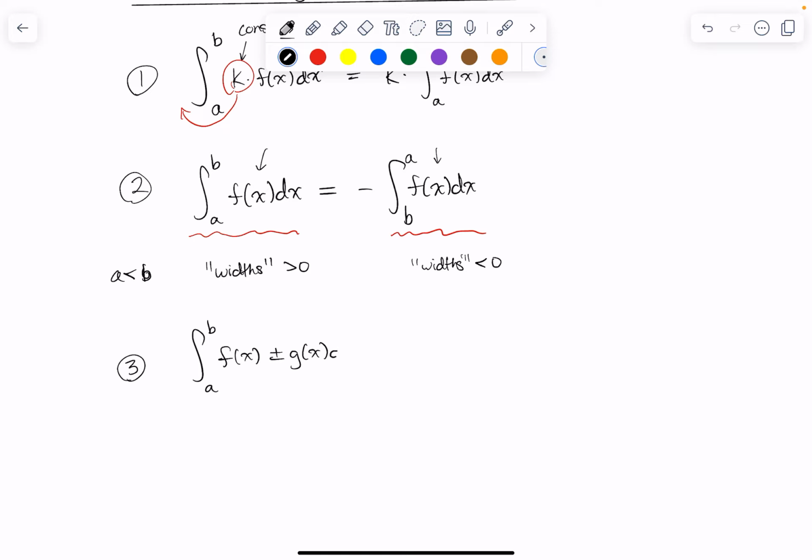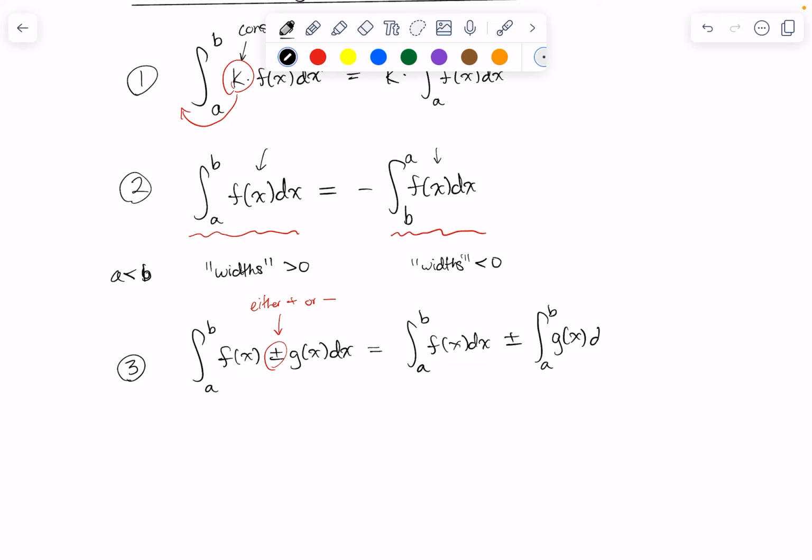Property number 3, the integral from a to b of f of x plus or minus g of x dx. All this means is that we either are adding or subtracting, it doesn't matter which one. This should be equal to the integral from a to b of f of x dx plus or minus the integral from a to b of g of x dx.